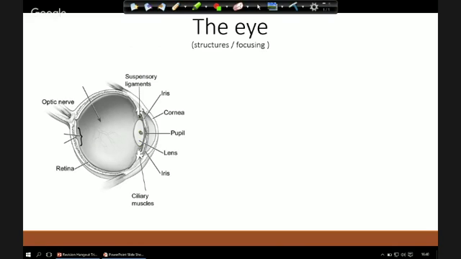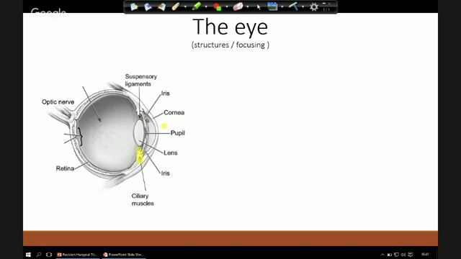So if I want to make the lens go rounder, the lens is being held flat by the ligaments, and the ciliary muscles are going to have to contract. The ciliary muscles work against the ligaments to make the lens rounder. So if I want to make my lens flat, I will relax my muscles.